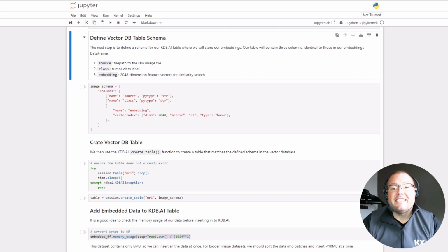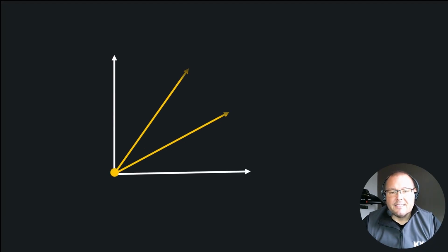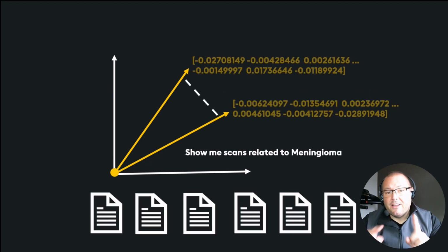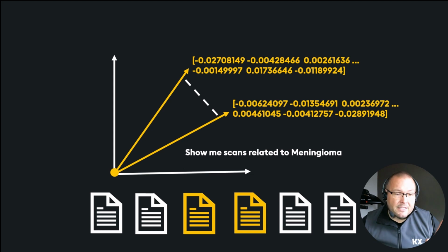Also, pay attention to the method of similarity and index type. In this instance, we're going to be using Euclidean distance, which assesses the similarity of 2 vectors by measuring the straight line distance between the 2 vector points. Simply speaking, the shorter the distance, the more similar the vector.